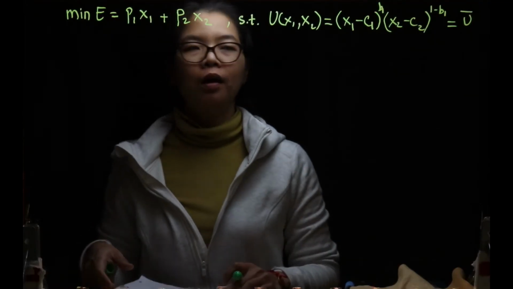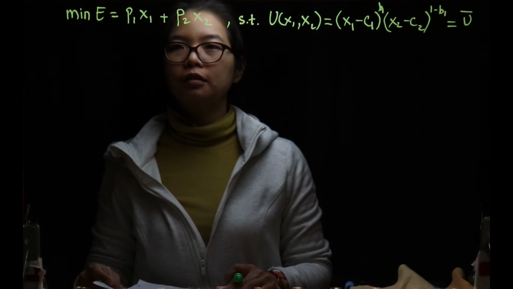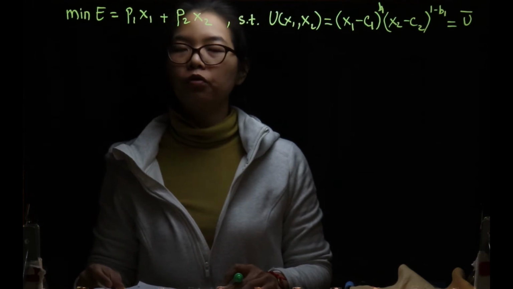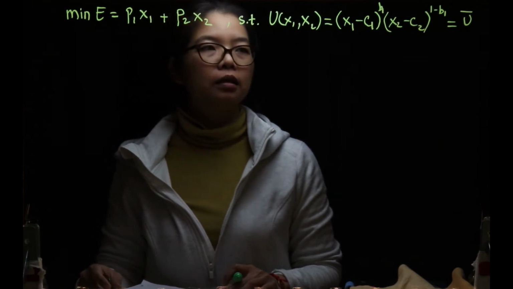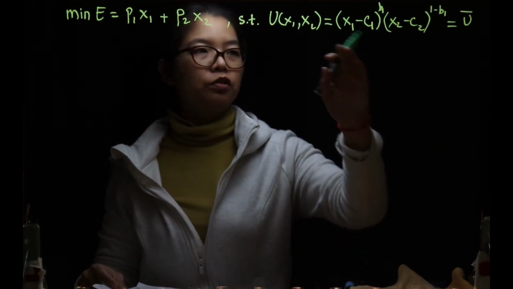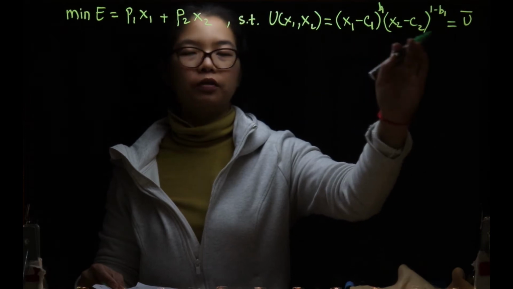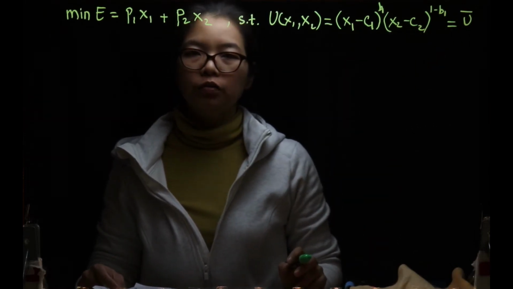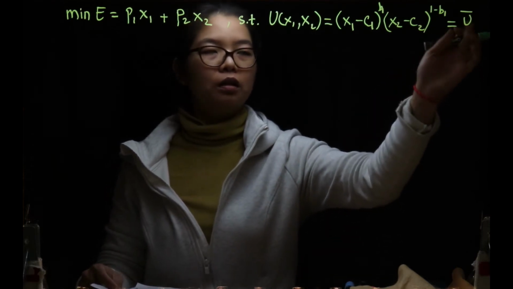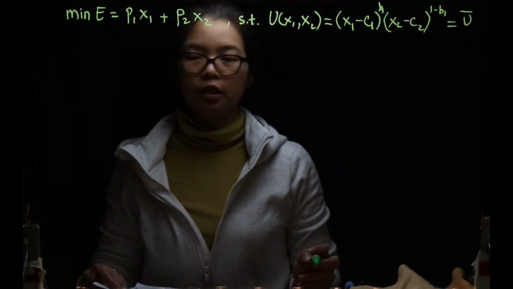Okay, so now let's do an example of expenditure minimization subject to a constraint given by the Stone-Geary utility function from before, but now we fix it at a constant utility level.